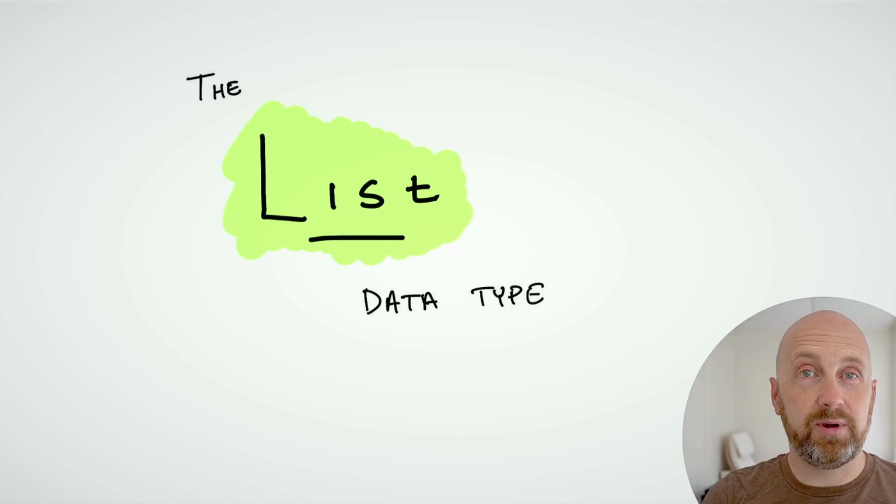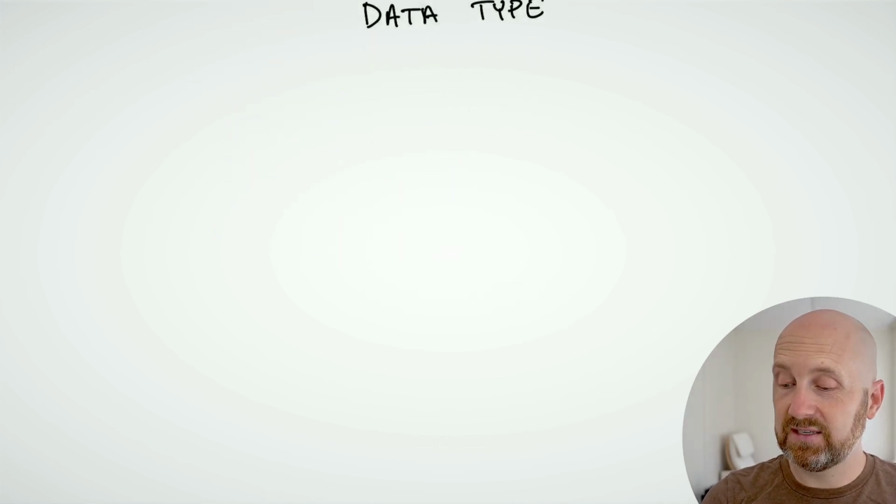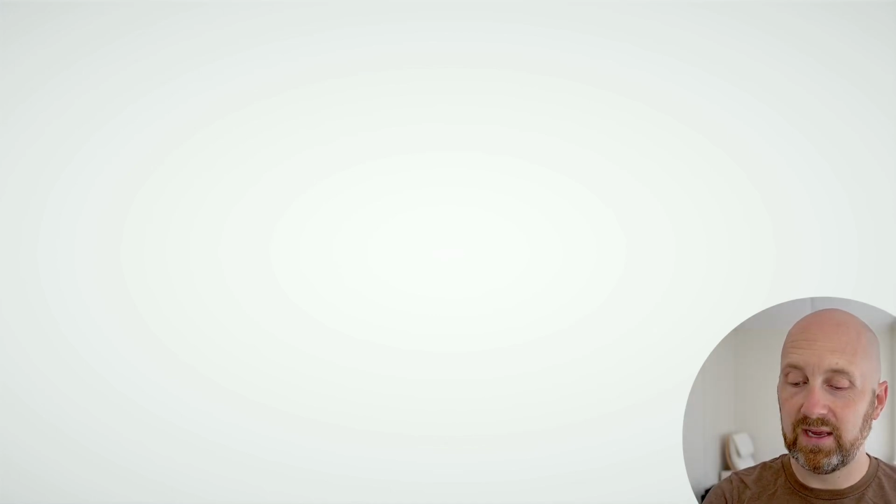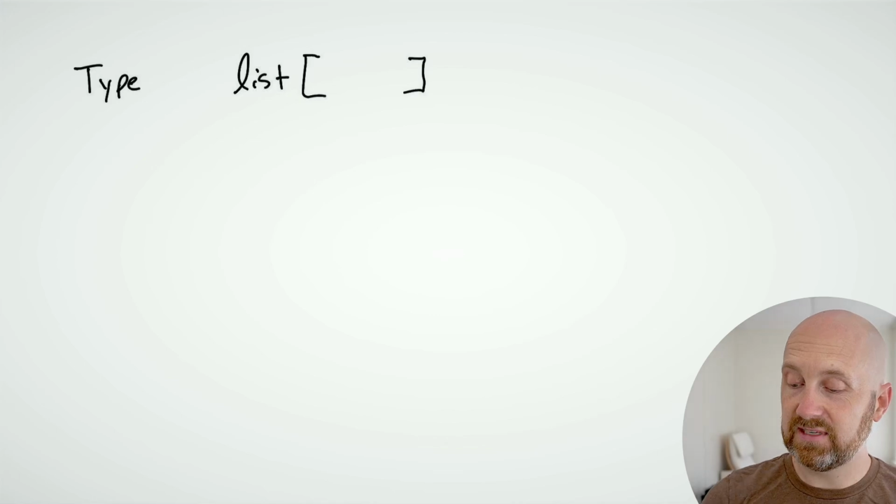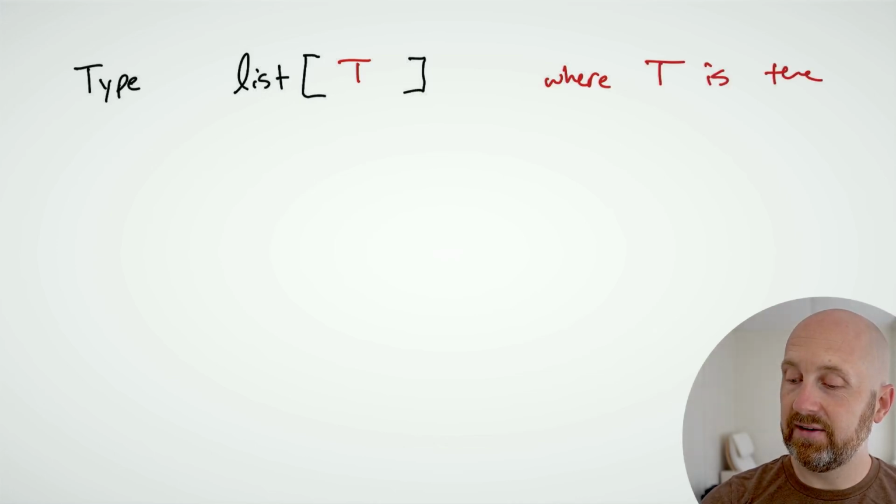So let's get started with some common syntax and how do we even declare a variable of type list of strings or list of integers. Well, the type of a list is specified with lowercase list, and then we're going to see some square brackets, and then inside of this list we'll have, I'm going to write a capital T, where T is the type of item in our lists.